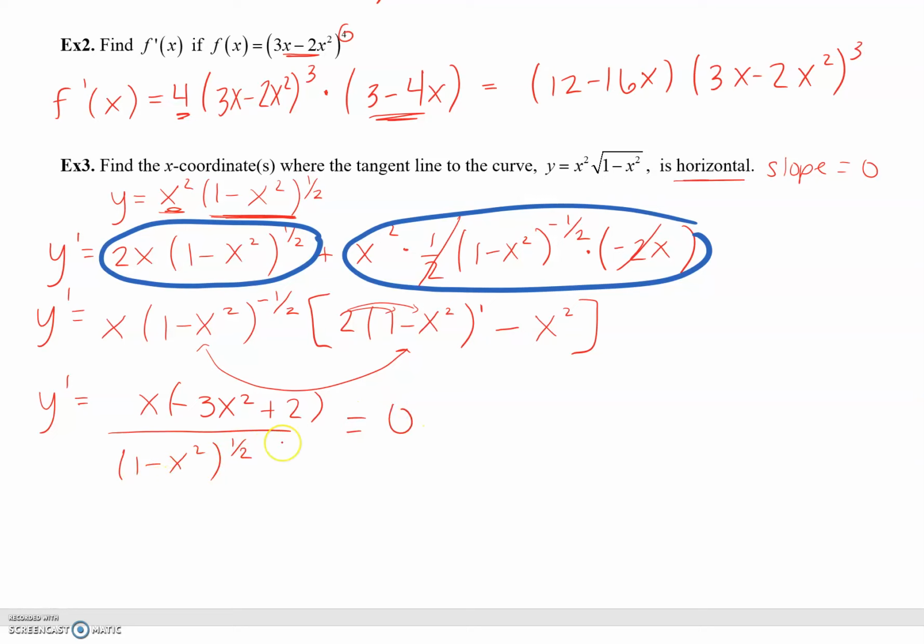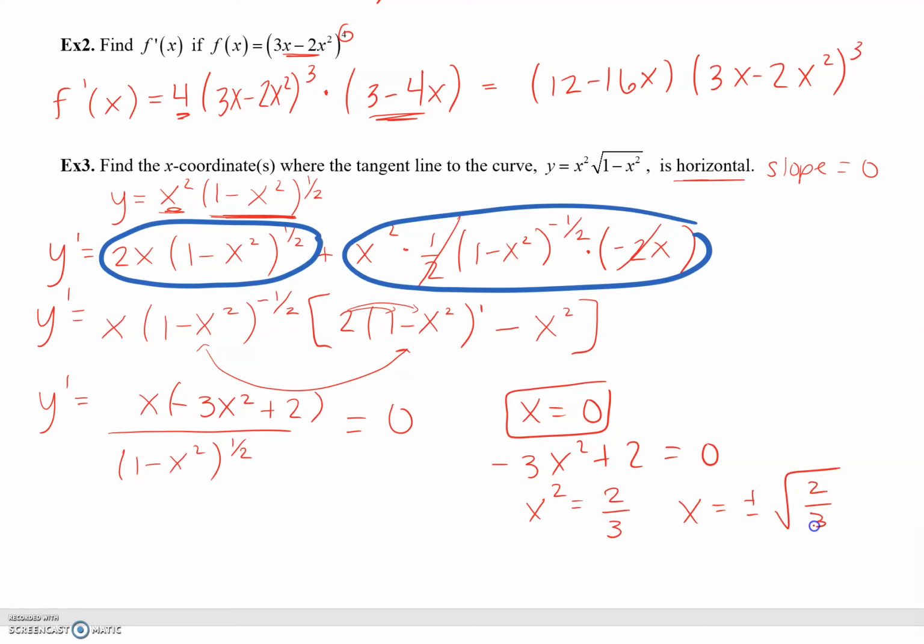what I notice is that the denominator plays no role on when this equals 0. It only comes from the numerator. So I'm going to take my two pieces of the numerator. One of them is x. So maybe x is 0, but also maybe negative 3x squared plus 2 is 0. So if I continue solving this, well, there's one answer. My second one, I subtract 2. I divide both sides by 3. I take the square root, and I get plus or minus the square root of 2/3. And if we don't have a calculator, that's how we're going to leave our answer.